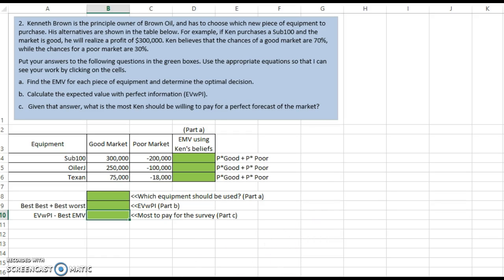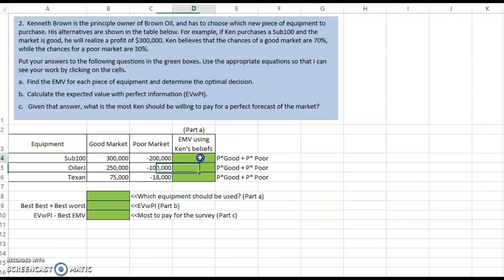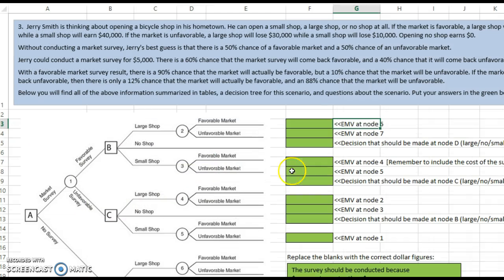Let's look at this last problem in these last few minutes that we have. This is your decision tree, and this problem is really very similar to the last one. You're calculating EMVs, expected monetary values. And so the same formula that we just talked about for expected monetary value, let me go back and show you. The formula we used here is the probability of a good market times the good market value plus the probability of a poor market times the poor market value, EMV. That's what we calculated here. That's what you're going to calculate in this problem as well.